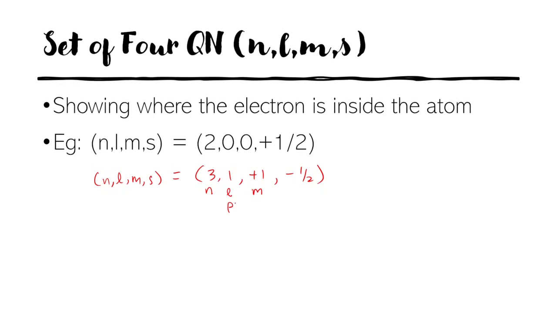There are 3 orientations, which are PX, PY, PZ. Let's just say positive 1 here is PY. It can be either one, PX or PZ, but let's say I just choose PY for positive 1. And negative half is the spin. Spin here means that maybe it's spinning counterclockwise.